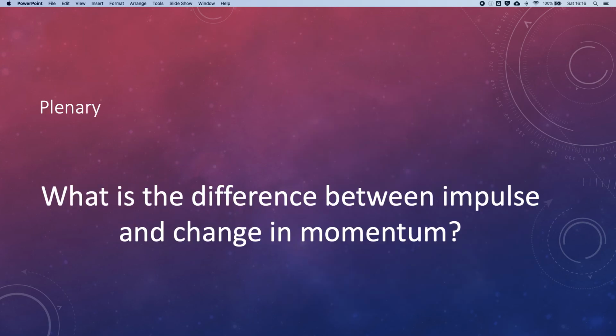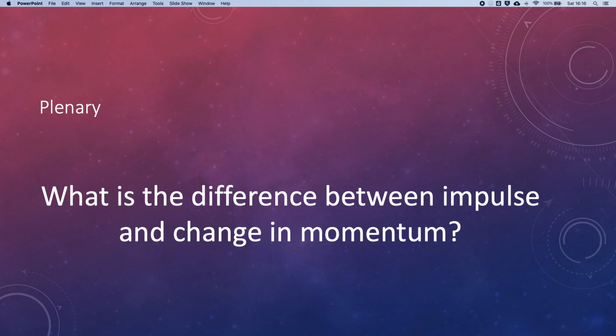So finally, what is the difference between impulse and change in momentum? Hopefully we realise there is no difference. They are the same thing. Impulse equals change in momentum. It's like when we talk about energy and work. Energy and work are the same thing, measured in the same units, with different names depending on what we're talking about, just because physics likes to confuse you sometimes.